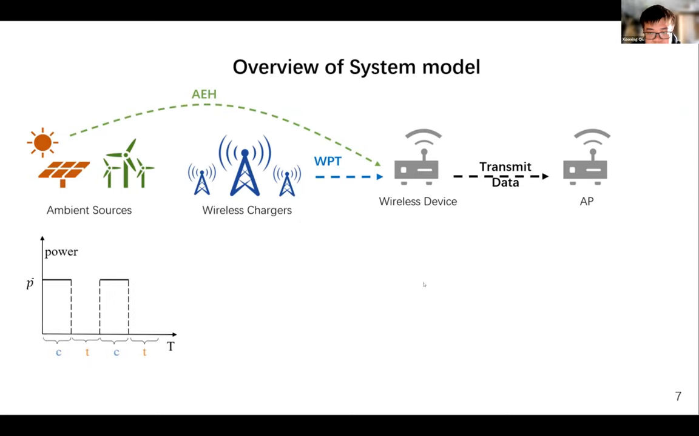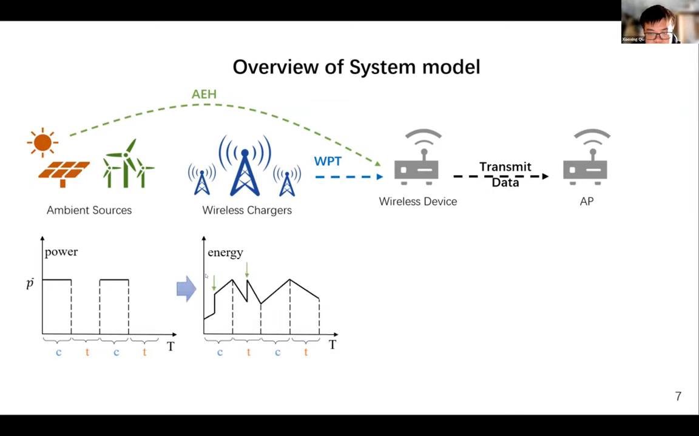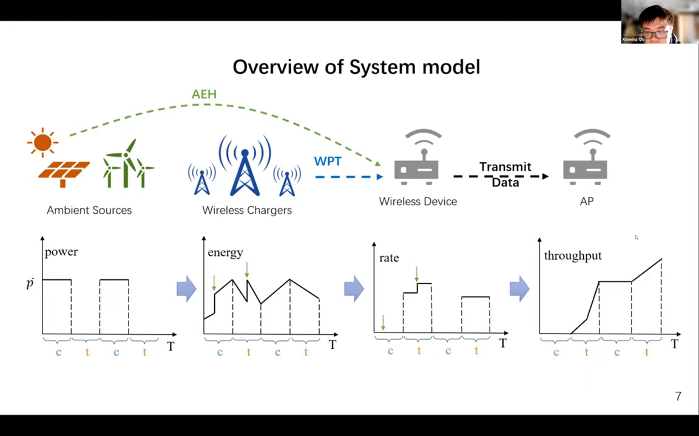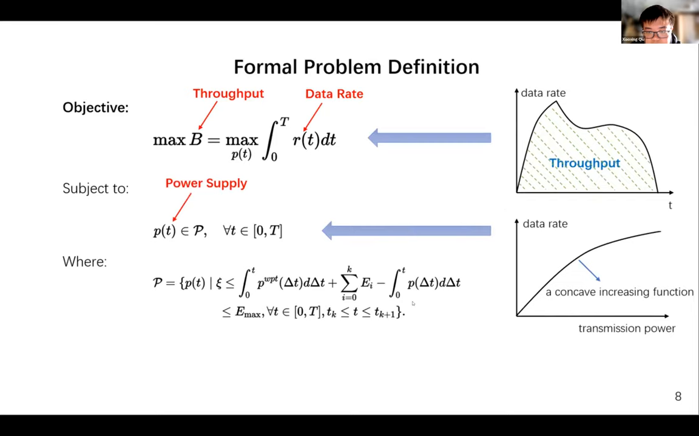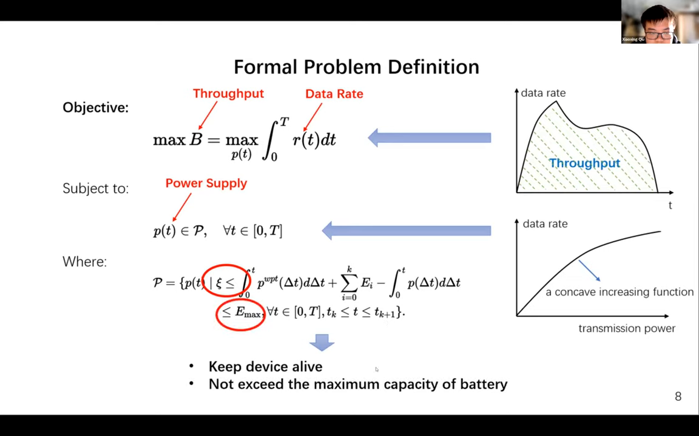The power received by the wireless device through WPT is either a constant value or zero in its charging phase or transmission phase. We determine how much WPT energy we need by determining how long the charging phases are, and to obtain the data transmission rate, and finally maximize the throughput. In such a system, the target problem can be formally defined. The objective is to schedule the data rate to maximize throughput, while the data rate is determined by the power supply. And the power supply satisfies the constraints that we need to keep the device alive and not exceed the maximum capacity of the battery.